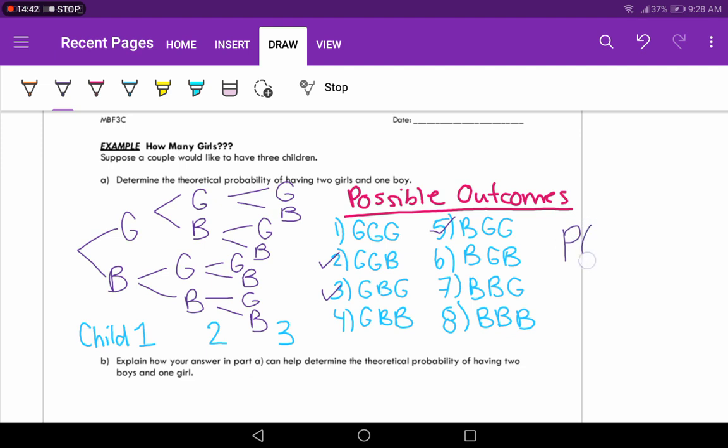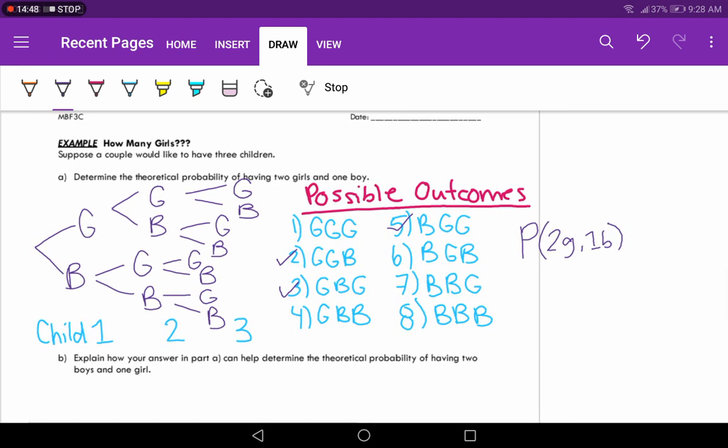So the probability of 2 girls, 1 boy is equal to 3, right? 3 is the amount that we're successful out of a total of 8. Again, divide those on your calculator. That's a 38% chance of getting 2 girls and a boy. Okay.